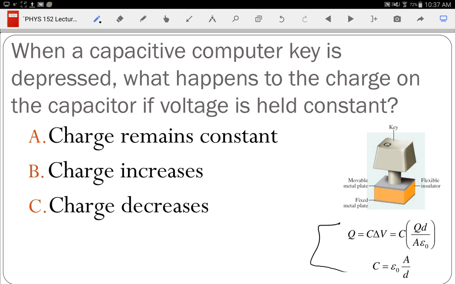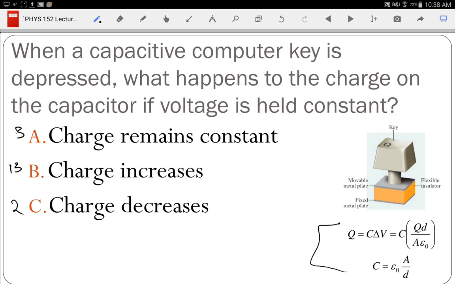Okay, we're all in. We had 3, 13, and 2. We had a good majority here that answered the charge increases. So let me ask Jaron, how did you come up with the charge increases? Because the plates get closer together, then the charge increases. Why? Because it does. I mean, it does.